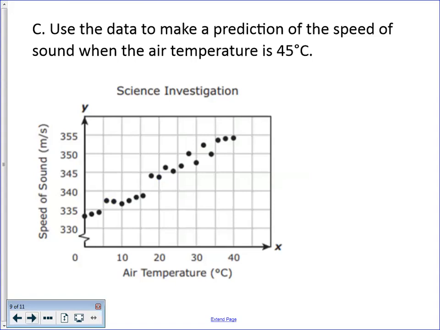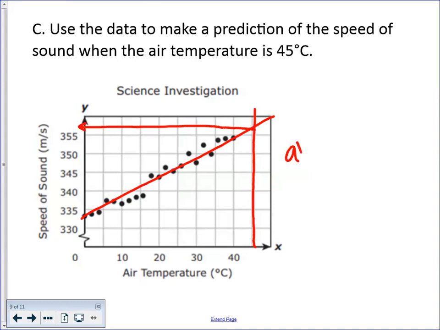Use the data to make a prediction of the speed of sound when the air temperature is 45 degrees Celsius. Go ahead and pause the video and see if you can make this prediction. All right, if I draw my line of best fit, there it is. Go to 45. Let's take a look and see what we got. So I'd say about 357 miles per second.